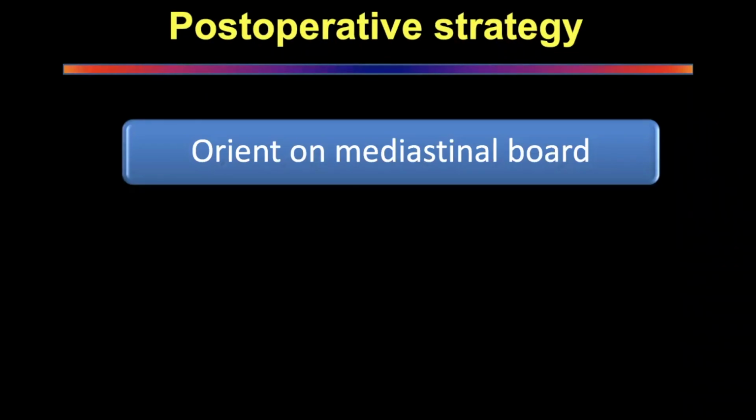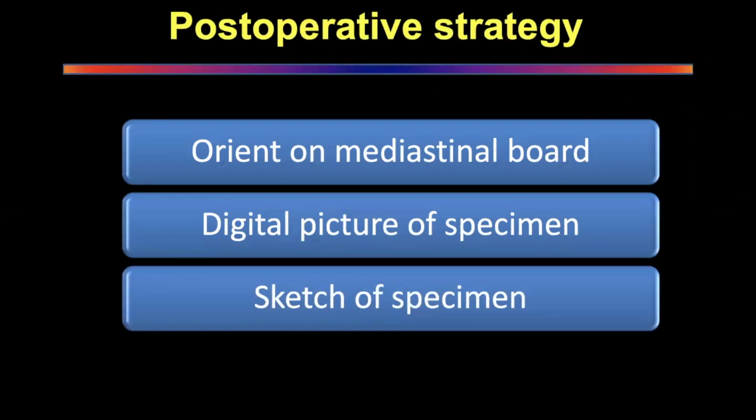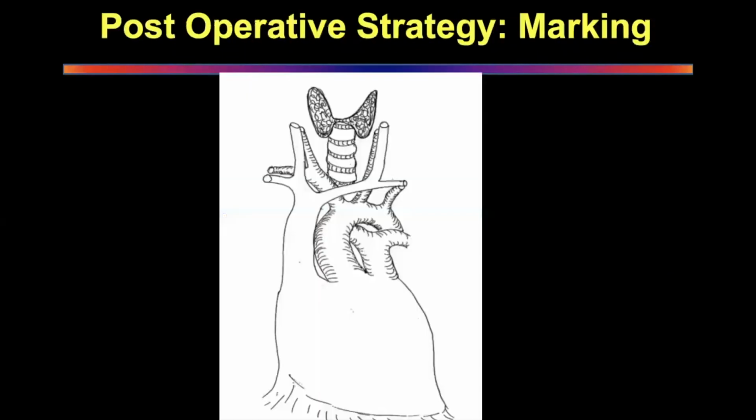As I said, all thymic tissue must be oriented on a mediastinal board. A digital picture of the specimen must be made. A sketch of the specimen is important. And very often you have to put stitches on the specimen to tell the pathologist where is what. Sometimes you've taken the phrenic, you've got to put a stitch there and label it: phrenic is here. If you've taken the pericardium, you've got to leave a stitch there for the pathologist to know. They also have to know the orientation. This is the tail in the neck, this is the pericardium, all that you have got to label very carefully.